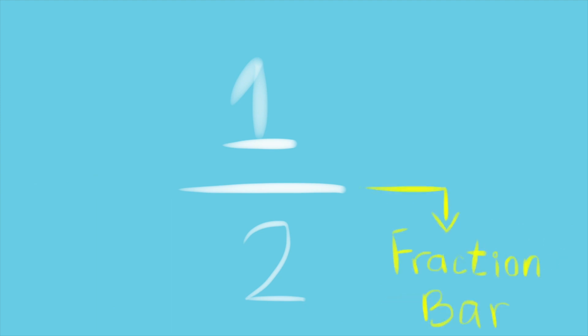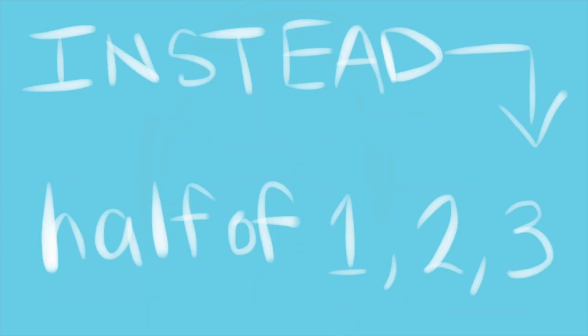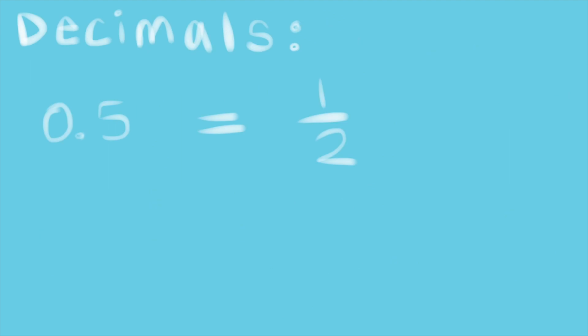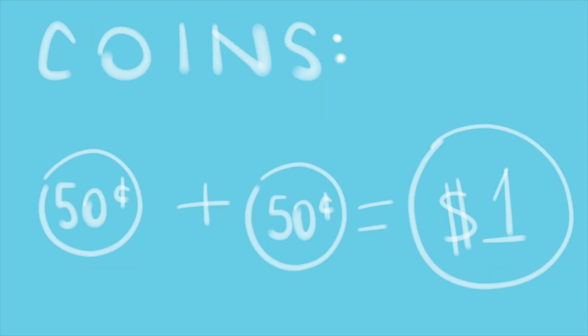In between the numerator and the denominator, this is the fraction bar to show that this entire number is not a whole number like 1, 2, 3, etc. Instead, half of 1, 2, or 3. In decimals, it would look like 0.5 of 1 because 0.5 plus 0.5 gives you 1. Or in coins, 50 cents plus another 50 cents would give you $1.